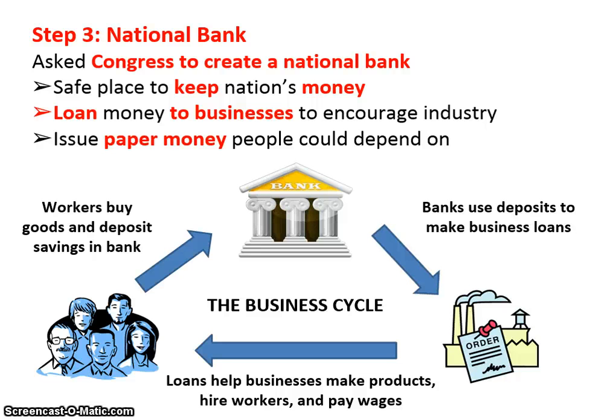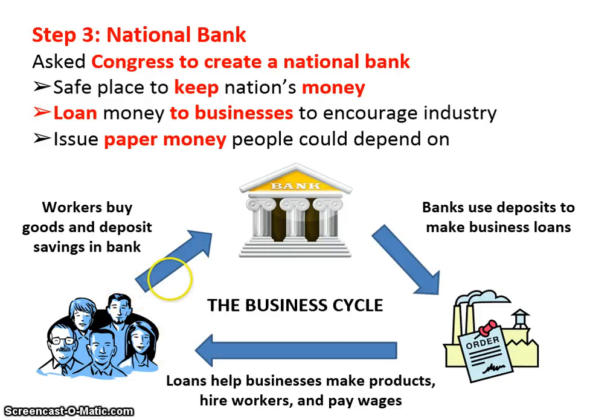First of all, it would be a safe place to keep the nation's money. A national bank would be able to loan money to businesses to encourage industry. We talked about that being an important part of Hamilton's plan. And finally, it could issue paper money that people could depend on, because we saw during the Confederation era what happens when people lose their faith in paper money.